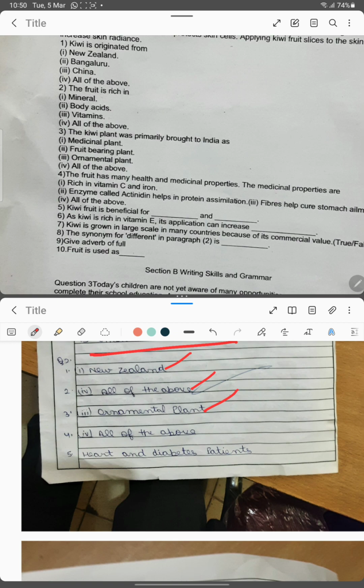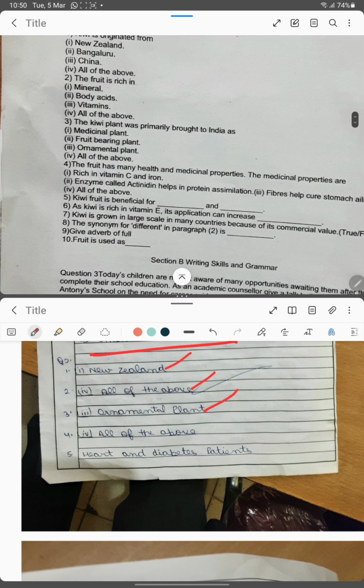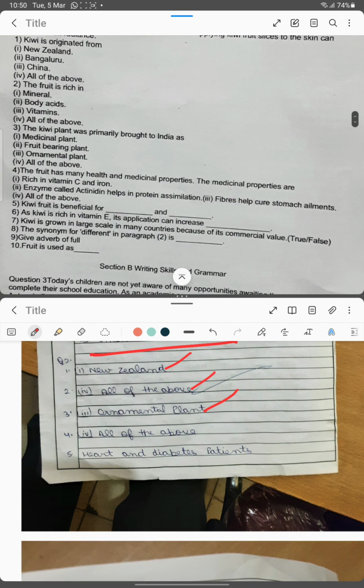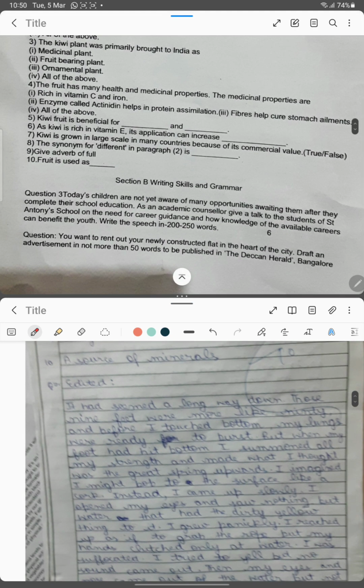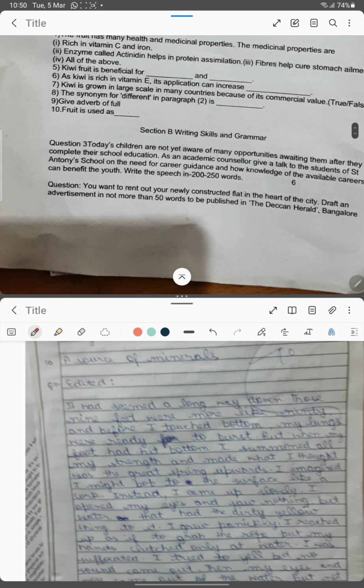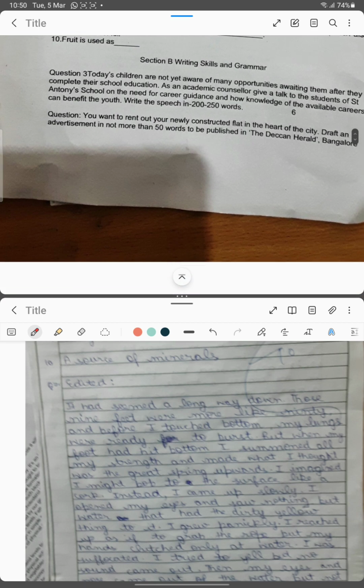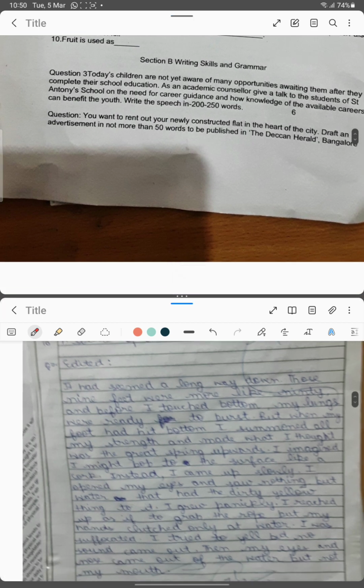the fourth one. Rich in vitamin C and iron, enzyme called actinidin present in protein assimilation. Fibers help cure stomach ailments, and all the 3 options are correct. So again the answer is all the above. Similarly, the adverb form of full is asked. इसका easy है, ly use करना है आपने, it becomes an adverb. So this fruit is used as a source of mineral, vitamins. Last question.